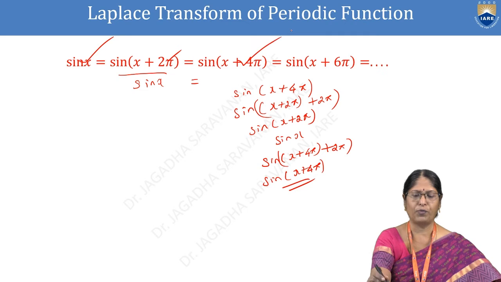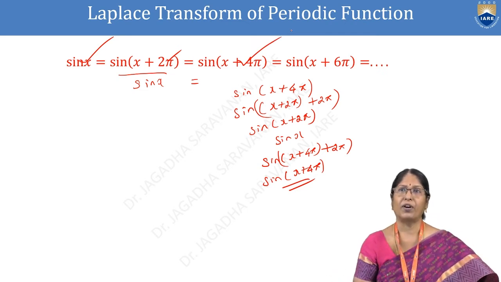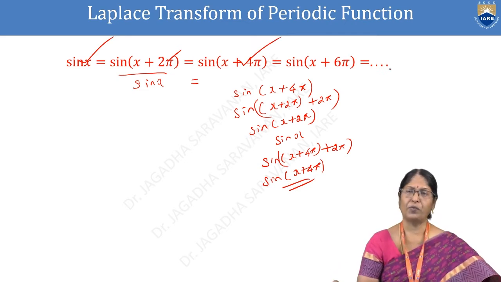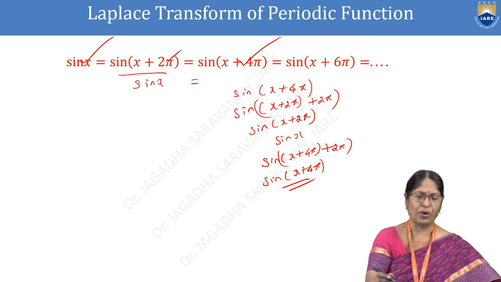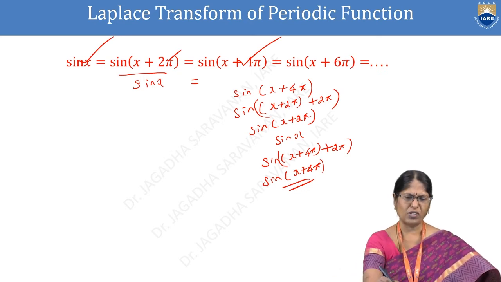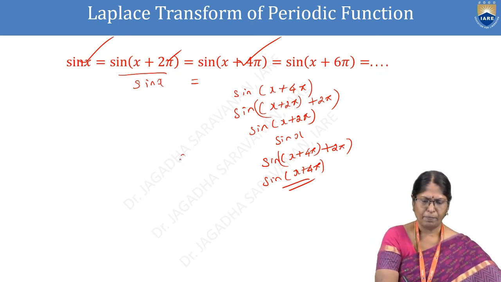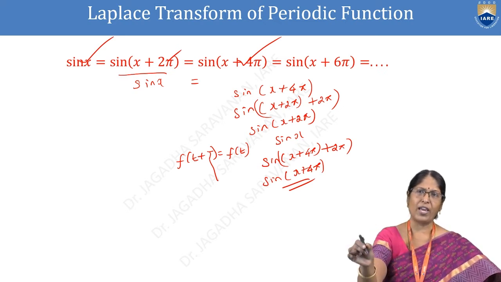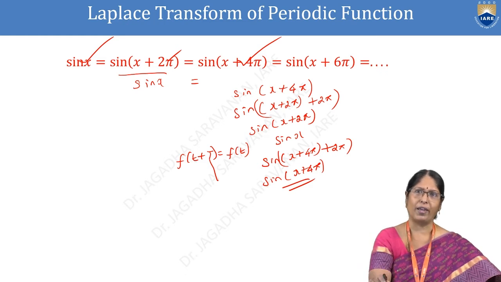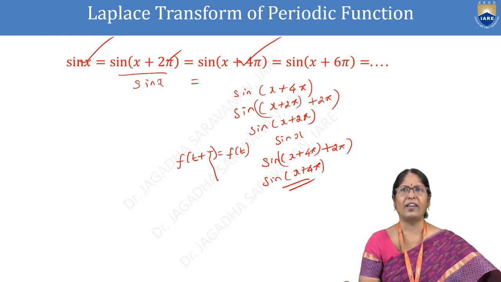It's nothing but the trigonometric function, it is defined. Next it will be sin of x plus 8 pi equal to sin of x plus 10 pi. So, if you are noticing, 2 pi, 2 pi, 2 pi we are adding, there is no change. That is, we know f of t plus capital T equal to f of t. So, here our f of t is sin x. With the sin x, we added the period 2 pi. Then we are getting again the sin x.